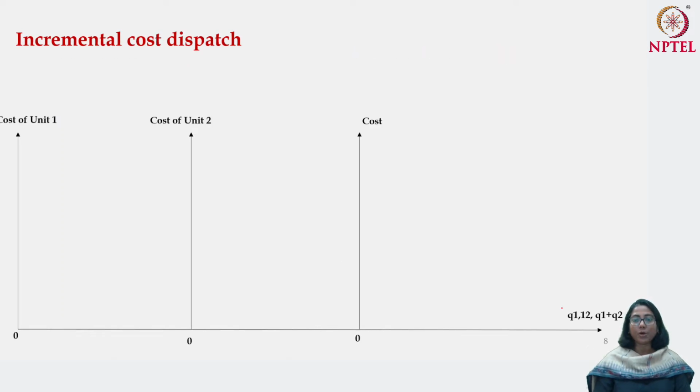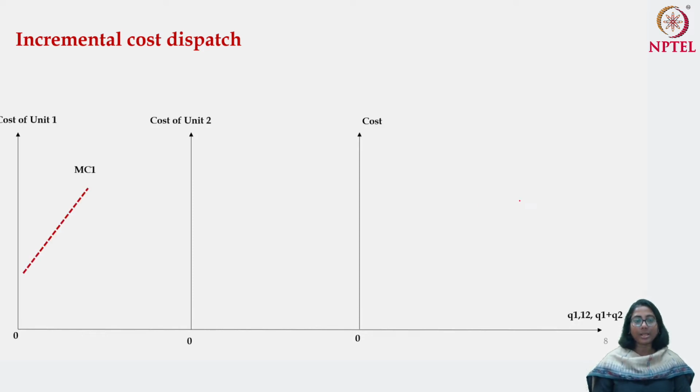What does that mean? We have these three panels. In the first panel, we are talking about the first plant. Suppose there are two generation units, right? So this is the first unit, and in the second panel, we are plotting the generation of the second unit, and in the third one, we are going to plot the added up result for unit 1 and unit 2 over quantity.